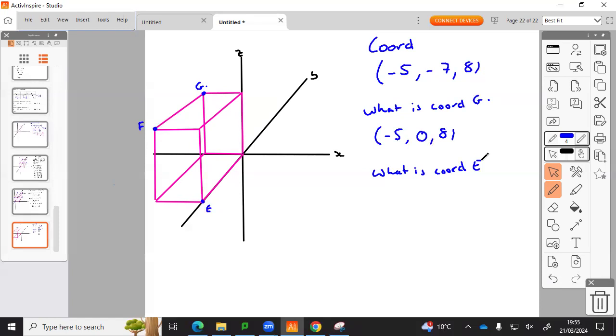E, again, on the y-axis, I'm in the same as F. So I'm -7 on the y-axis. On the x-axis, I'm 0. And on the z-axis, I'm 0. Okay, so we're negative in a couple of different axes there. All right, so slightly different to those first two.